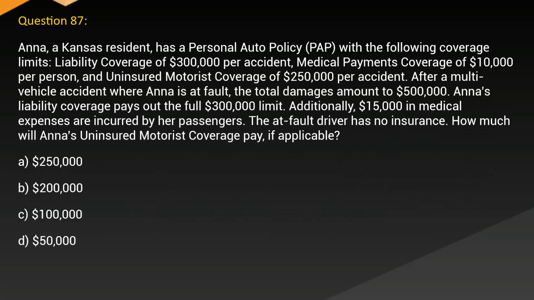Question 87. Anna, a Kansas resident, has a personal auto policy, PAP, with the following coverage limits: liability coverage of $300,000 per accident, medical payments coverage of $10,000 per person, and uninsured motorist coverage of $250,000 per accident. After a multi-vehicle accident where Anna is at fault, the total damages amount to $500,000. Anna's liability coverage pays out the full $300,000 limit. Additionally, $15,000 in medical expenses are incurred by her passengers. The at-fault driver has no insurance. How much will Anna's uninsured motorist coverage pay, if applicable? A. $250,000. B. $200,000. C. $100,000. D. $50,000.